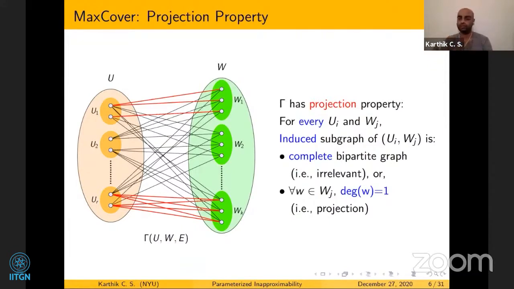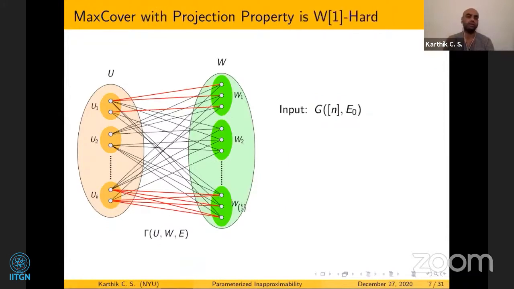And why did I introduce the projection property? It's because we'll be reducing from MaxCover instances with projection property with no gap to MaxCover instances with gap. And one might wonder if the projection property is too much. Maybe we showed that MaxCover is W1 hard, but maybe MaxCover with projection property might be easy. These instances might be easy, but it turns out it's not. This is fairly easy to obtain. So here's a proof that MaxCover with projection property is W1 hard.